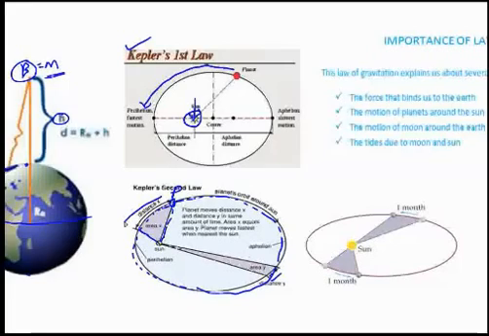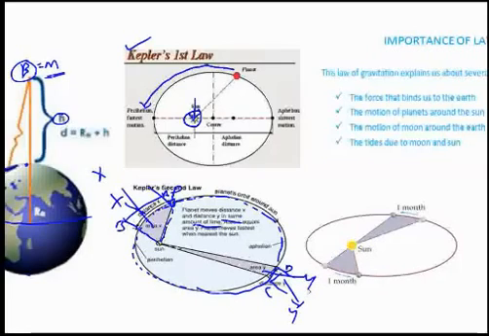Now let me read it for you. The planet moves distance x. This is distance x. This is distance y. The planet moves distance x and distance y in the same amount of time. The time taken to cover this distance from A to B and C to D is the same. That means that this area x is equal to area y.